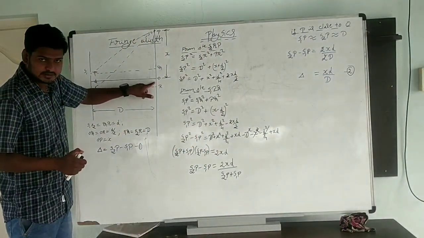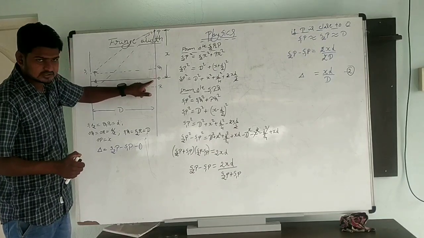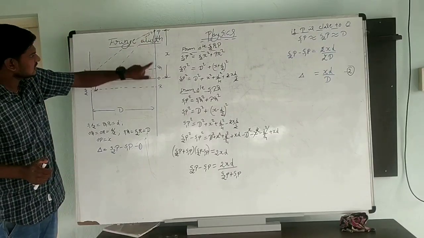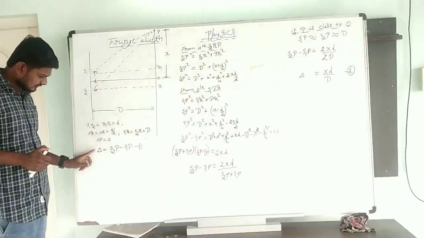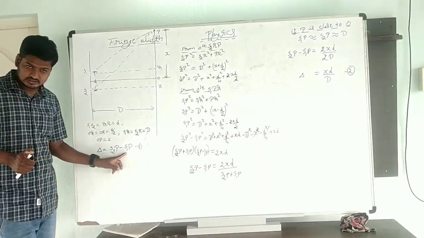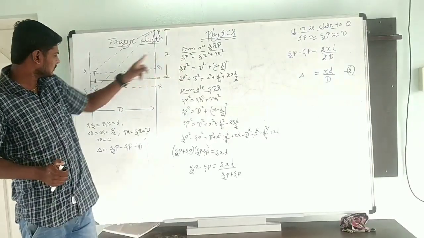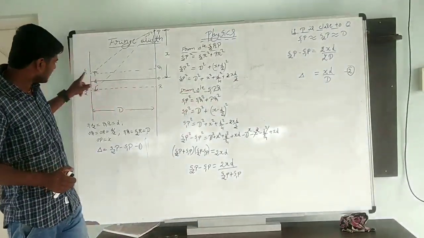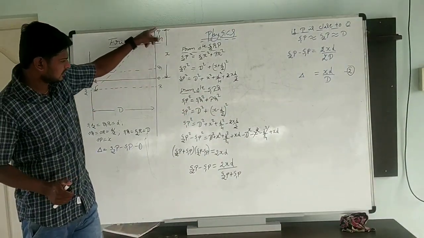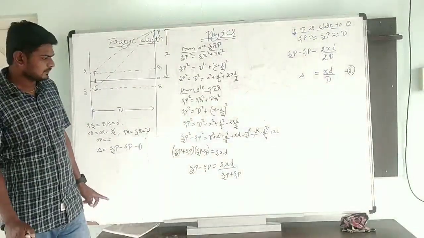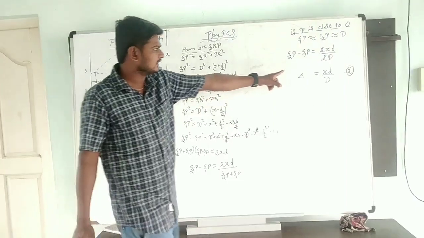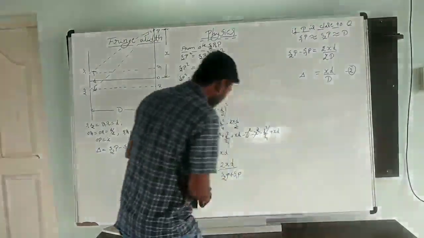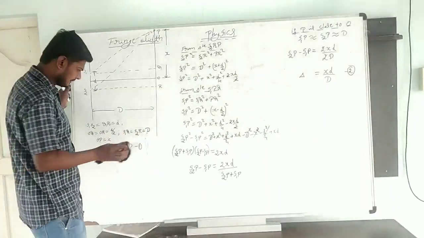At the center of the screen we will get a bright fringe because of zero phase difference and zero path difference. Now let P be a point at a path difference of delta, which will be S2P minus S1P. To find the S2P value I am going to take the triangle S2RP, and to find the S1P value I am going to take the triangle S1QP. Then I get the path difference S2P minus S1P.